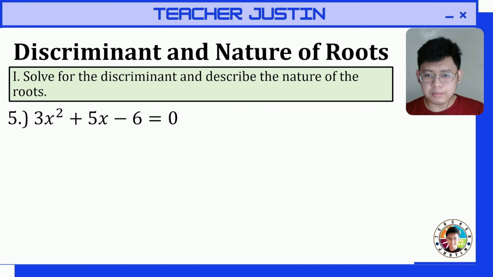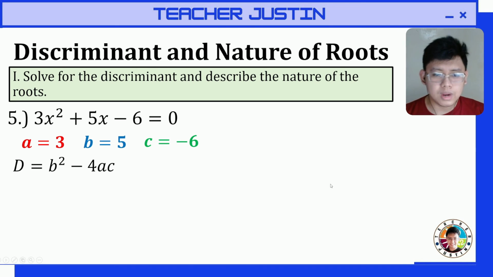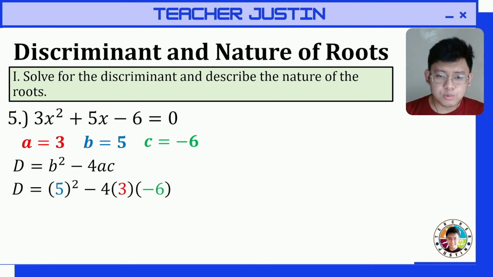Let's solve for the discriminant and identify the nature of roots of this quadratic equation. 3x squared plus 5x minus 6 is equal to 0. So, ang first step natin is to identify the values of a, b, and c. So, yung a natin is 3, b is 5, and c is negative 6. Now, gamit tayo ng ating formula for the discriminant, which is b squared minus 4ac. Let's substitute their corresponding value. That will give us 5 squared minus 4 times 3 times negative 6.